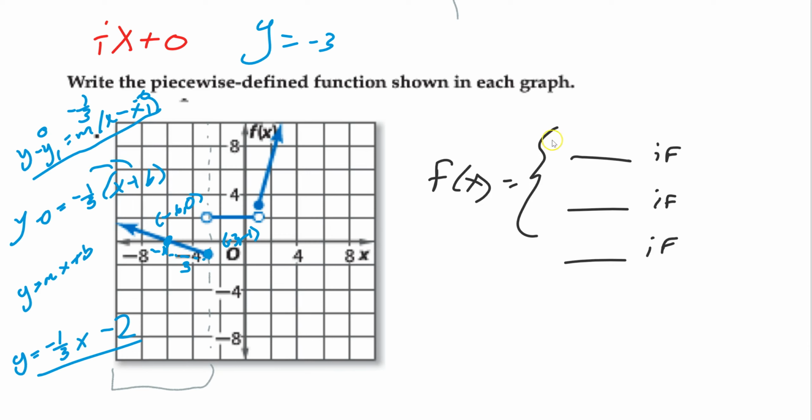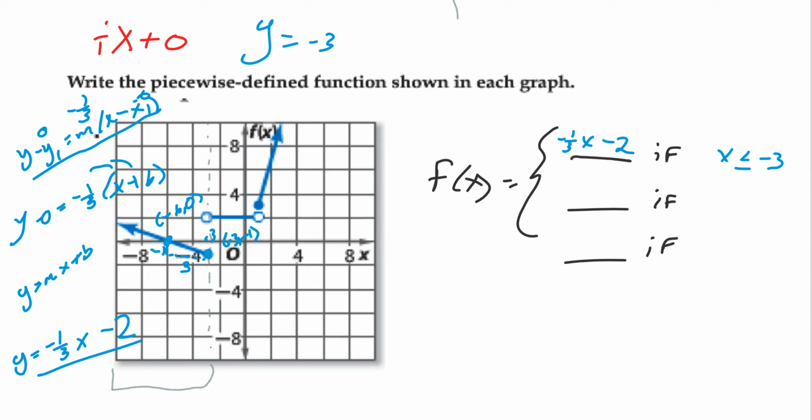So that's this part right here: -1/3 x minus 2. Now for this part, it looks like it's only for x less than or equal to -3, because it's a closed circle. We find the equation like we always do, and you just have to figure out when it has value. It has value when x is less than or equal to -3.